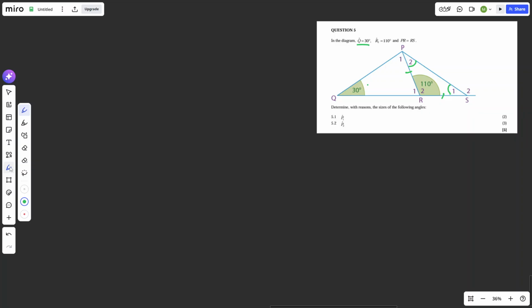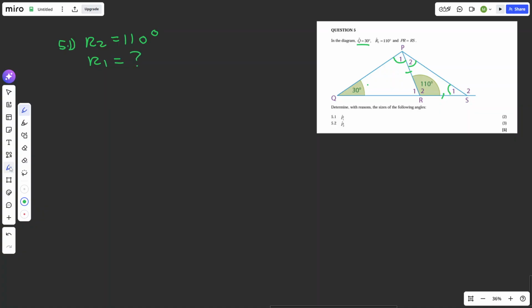Okay. So, now in question 5.1, we are required to find the angle P1. So, now if we go to our diagram here, we can see that P1 is here. Now we want to find that angle. In order to find that angle, we'll need to find R1 first. If you check here, we are given that R2 is 110 degrees, and we want to find R1.